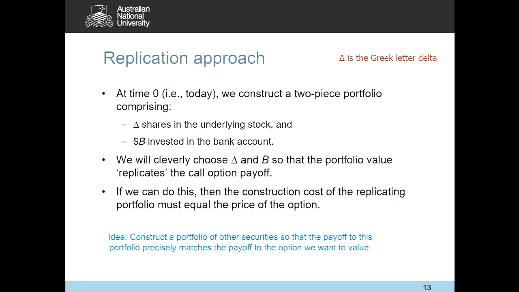You know the drill. We did this last week. If we can match the payoff of the call option using this portfolio, then the setup cost of this portfolio must equal the call option price. If it doesn't equal, then there's an arbitrage opportunity. Just bear that in mind. Is everybody clear on what we're going to do next? We're going to invest delta in the share and $B in the bank account, and carefully choose delta and B so that the payoff of the portfolio equals the payoff of the call option. That's what we're going to do.